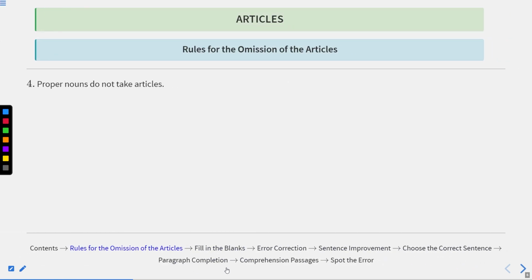Now this is the fourth rule. This is very, very important. Proper nouns do not take articles. Proper nouns means the name of any person. Before the name of any person we cannot use an article. I cannot say the Aditi, that will be incorrect. I can only say Aditi. I cannot say the Aditi, that will be incorrect.